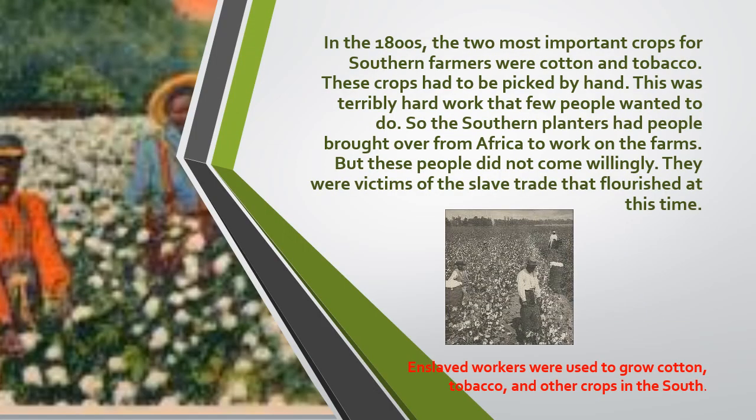In the 1800s, the two most important crops for southern farmers were cotton and tobacco. These crops had to be picked by hand. This was terribly hard work that few people wanted to do. So the southern planters had people brought over from Africa to work on the farms, but these people did not come willingly. They were victims of the slave trade that flourished at this time. So enslaved workers were used to grow cotton, tobacco, and other crops in the South.